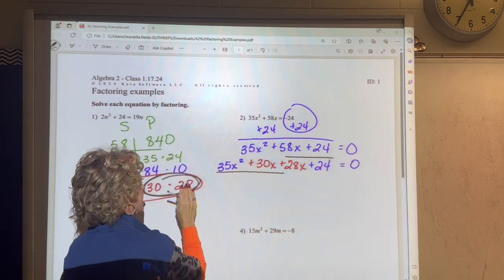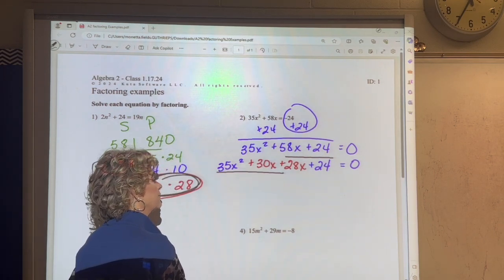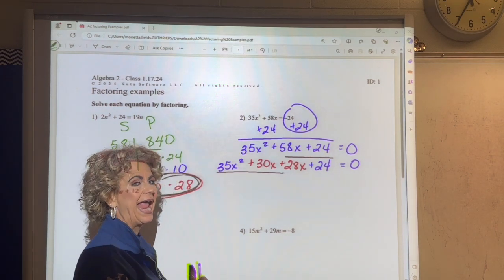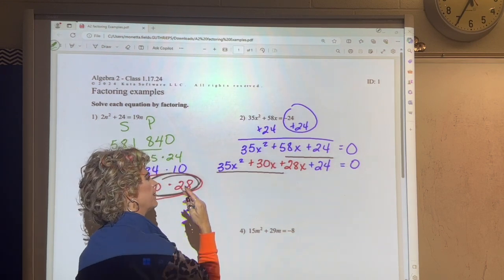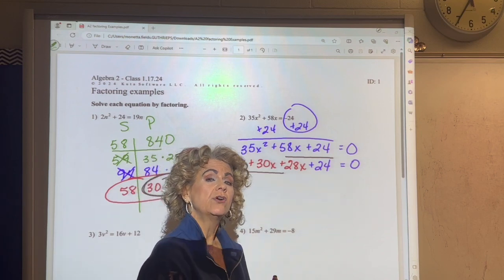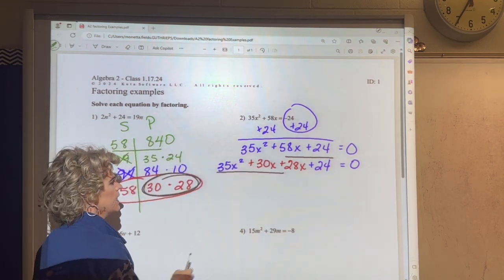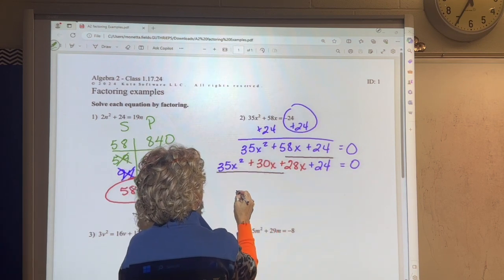Again, it doesn't matter what order. Now I'm looking for a common factor. I'm looking for a common number and a common variable. If I only have a common number, that's okay. If I only have a common variable, that's okay. But I am looking for both. I'm hoping to find both. So I have 35x squared and 30x.